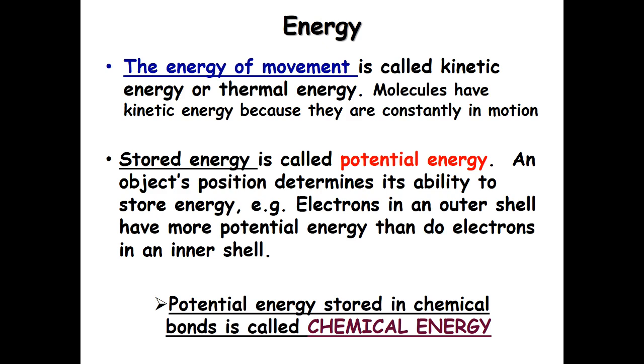Okay, for example, electrons in the valence shell have the most potential energy compared to the electrons in the inner shell. Okay, because the valence shell's electrons are not attracted to the protons in the center of the atom that much, so they can participate in chemical reactions, and they actually have more potential to participate in chemical bonds. Okay, so the chemical bonds store a lot of potential energy, and this kind of potential energy is called chemical energy.